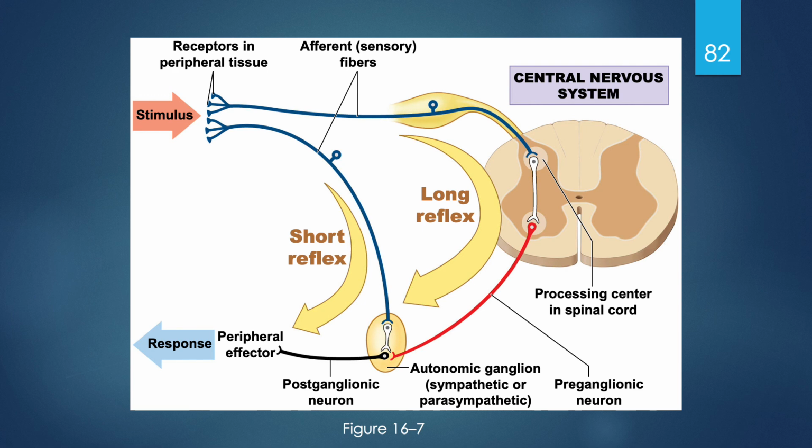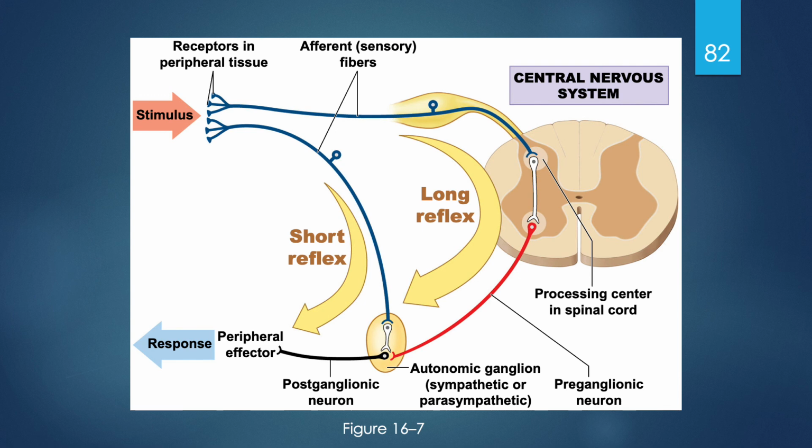So first, let's start off with a short reflex. Starting at the top left corner, you see the arrow that says stimulus. So that's where we'll begin. We have receptors in these afferent sensory fibers that will sense the stimulus. Those will then synapse at an autonomic ganglion, which is either sympathetic or parasympathetic. And so it'll synapse there at that interneuron, which is shown in white. And then that will synapse on the postganglionic neuron in black, which will send out a response immediately to a peripheral effector. So the short reflex is able to bypass the central nervous system. It's fast, and it innervates only a very small area within a certain organ.